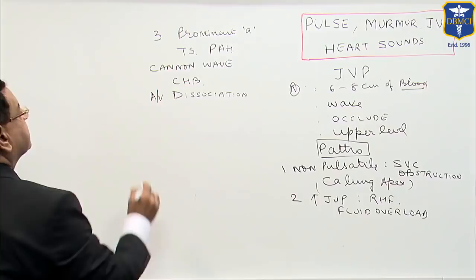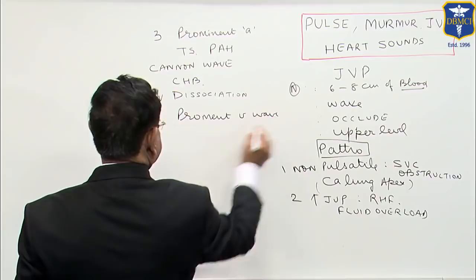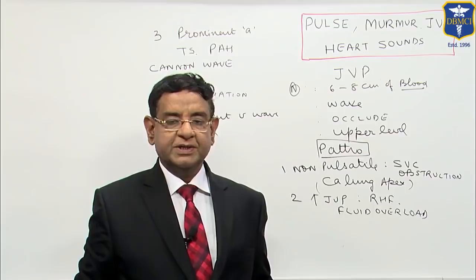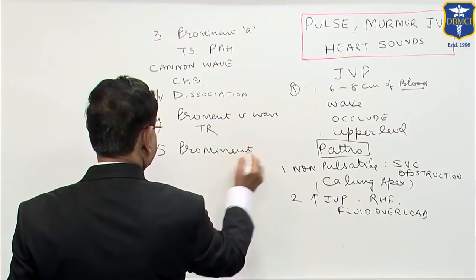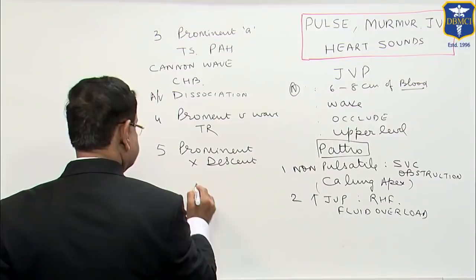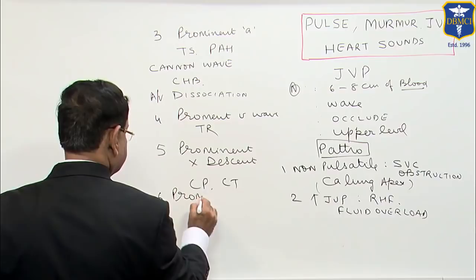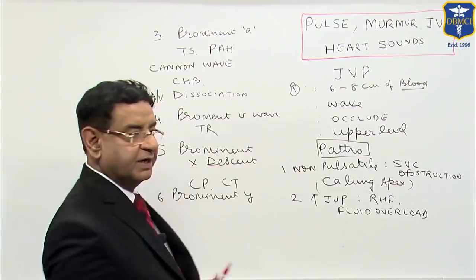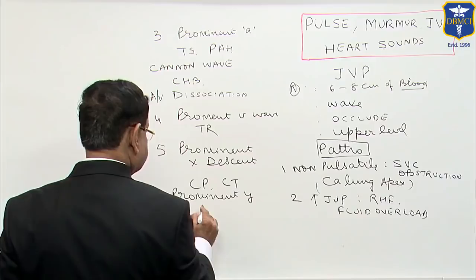Then we talk about prominent V wave. This is seen classically in tricuspid regurgitation. Prominent X descent is seen in constrictive pericarditis, cardiac tamponade. Prominent Y descent, and you know it very well that Y descent is produced in JVP when the tricuspid valve opens. It is seen in constrictive pericarditis.